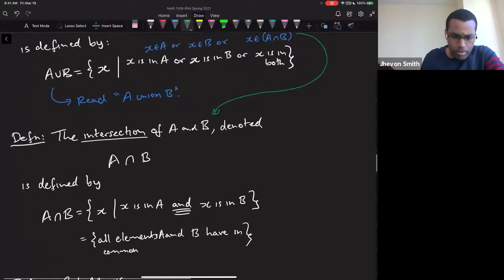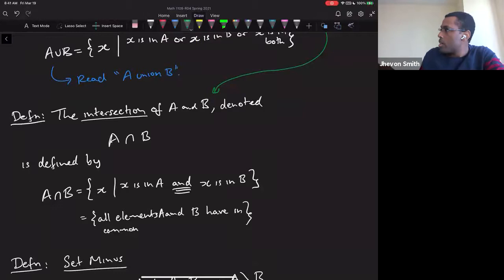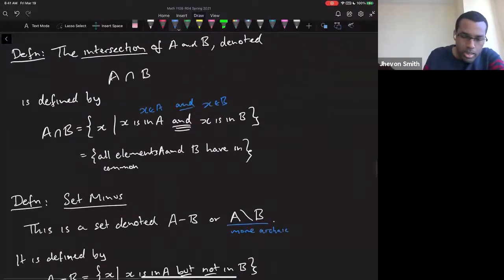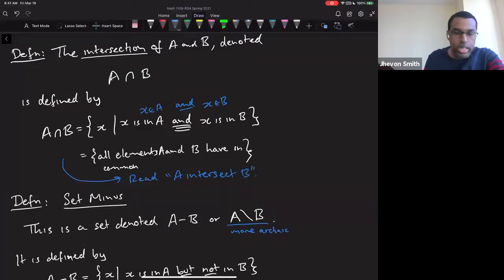And here we have what's called the intersection. This is just finding all the elements that are in common to both sets. This means that x is in A, and at the same time, x is in B. The set of all such things, we call it the intersection of the two sets. We read this as A intersect B. We say A intersects B for saying that in words.